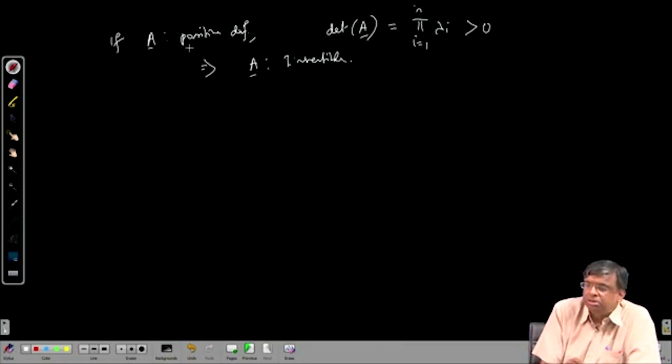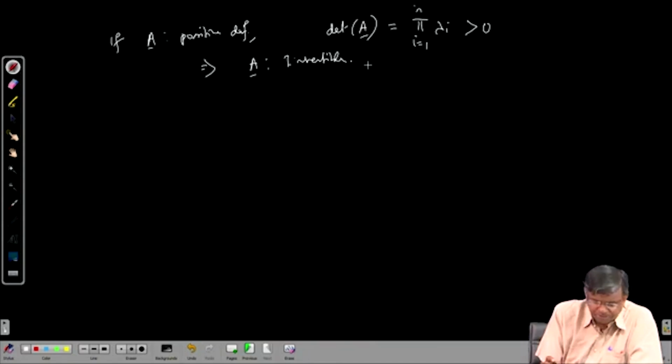But if A is positive semi-definite, then every eigenvalue is greater than or equal to 0. So, they can be equal to 0 also. In that case, the product, which is the determinant, is not strictly greater than 0, it is greater than or equal to 0. So, I cannot say with 100% guarantee that A will be invertible, because if any eigenvalue turns out to be 0, the determinant is 0. So, in that case, A will not be invertible. So, for invertibility, A must be strictly positive definite.